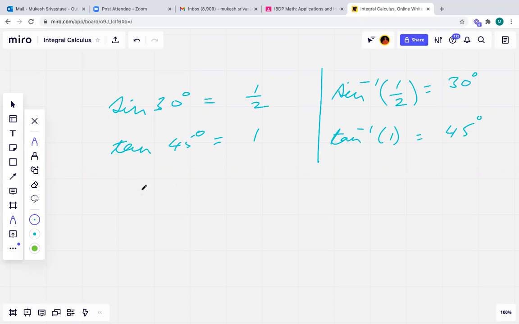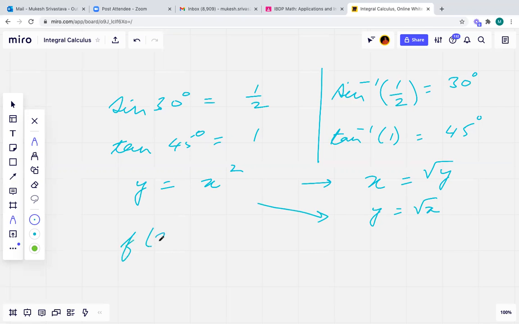If I say y is equal to x square, then the inverse would be x equal to root y. So we write it as y equal to root x. That's the inverse of this. So if f of x is x square, f inverse of x is root x.